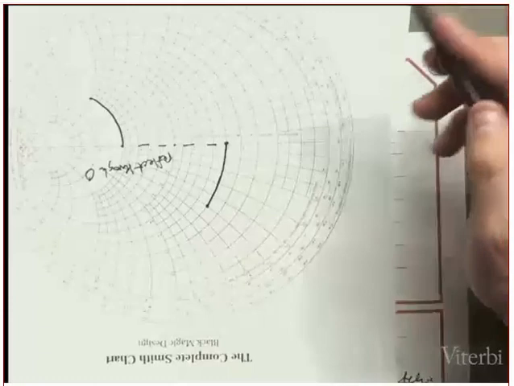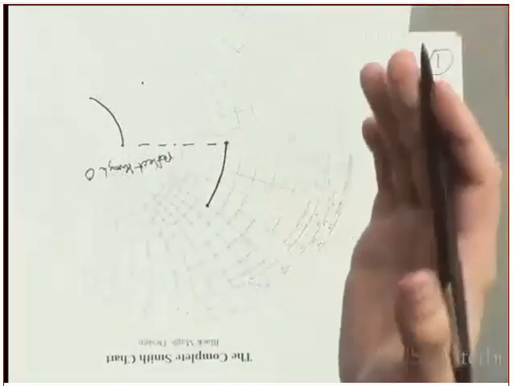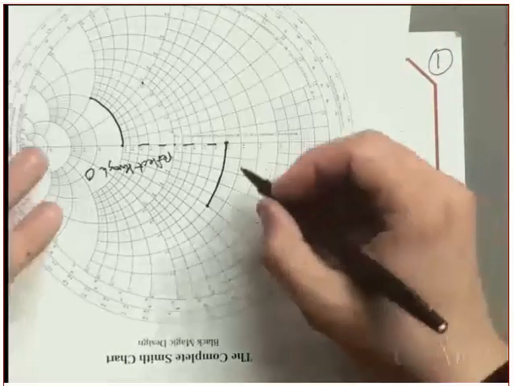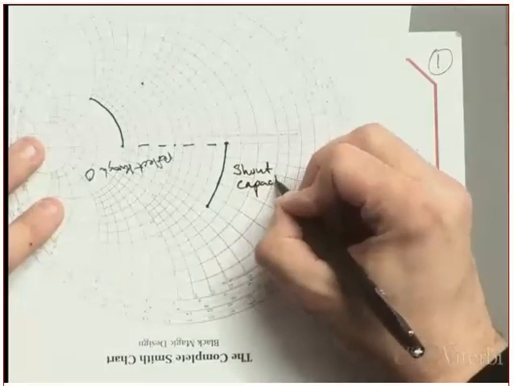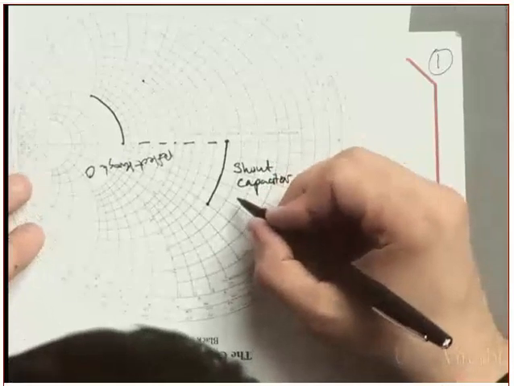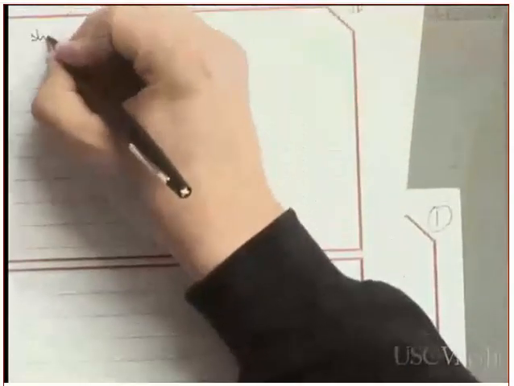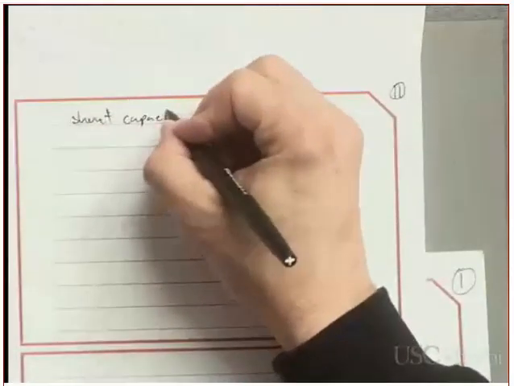And why would I do that? Because I know that this point is the dual of this point over here. And if I can get to that point, I'm set, basically. So that's my shunt capacitor. And its value, this is going to be page 11. Sorry, I'm way off the top there. Shunt capacitor.